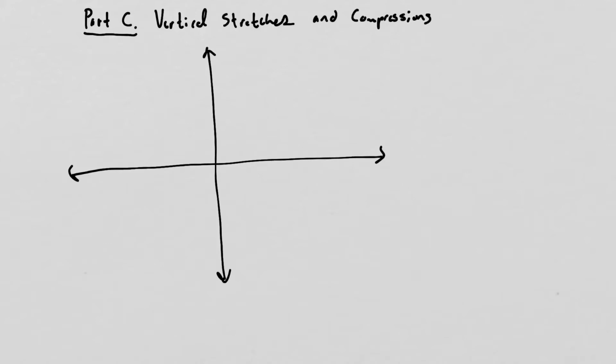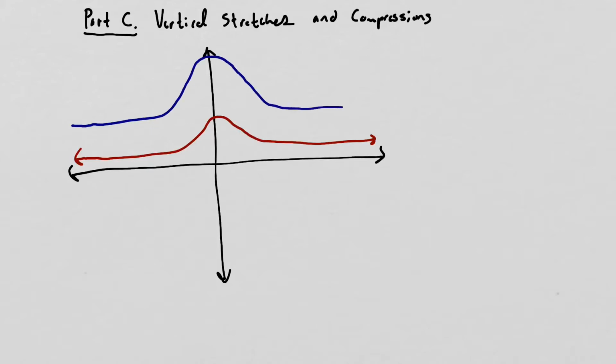Again, we have our xy plane, and let this red graph be our f of x here. If we wanted to vertically stretch this graph, then we would obtain a graph that looks something similar to what we see in the blue graph here. While this looks very similar to a vertical shift, there's a key difference here.